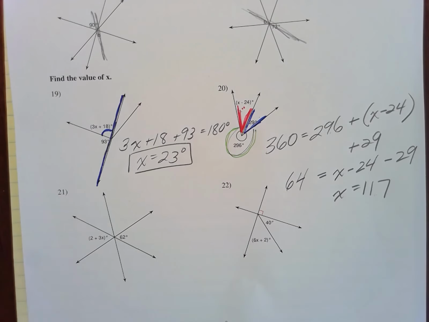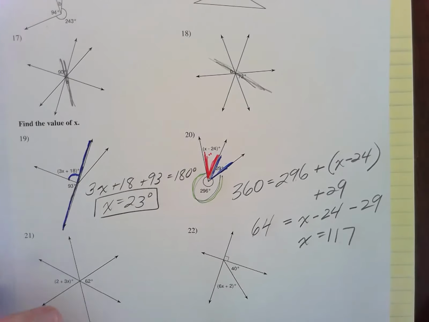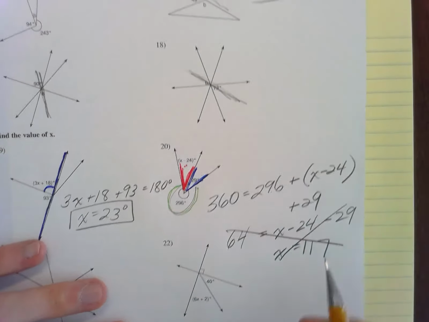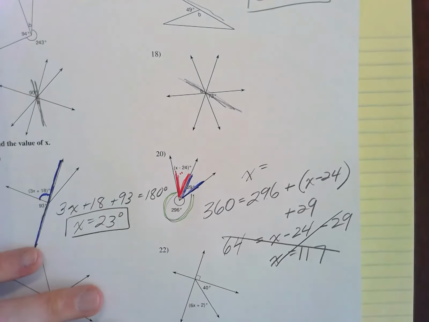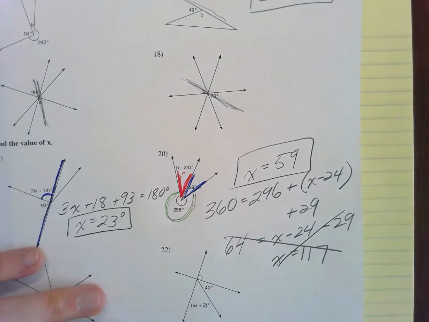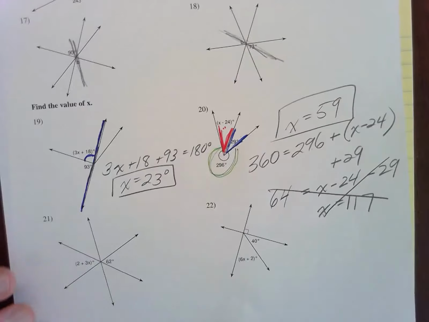296, 360 minus 296, 64 minus 29 plus 24. Oh, I'm sorry. I just did the math wrong. So just ignore that. The setup was right. I just did the math wrong. So x is 59. I mean, this is all just algebra, right? This is exactly what we did last year.